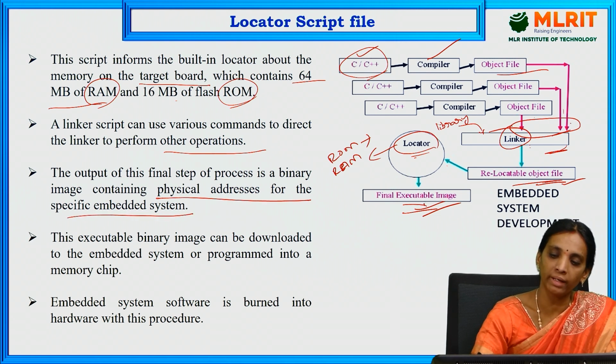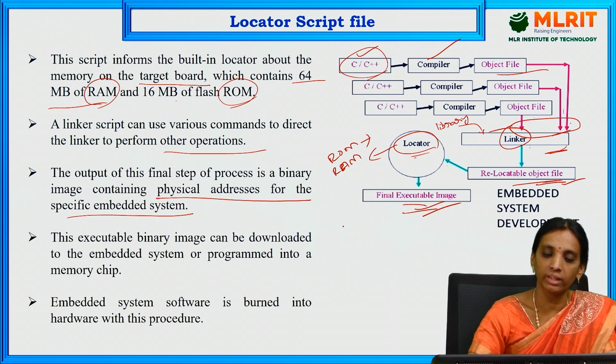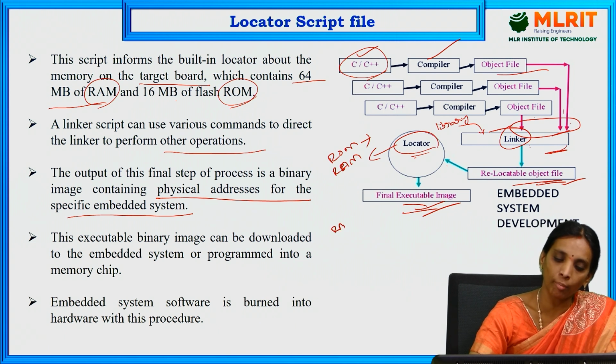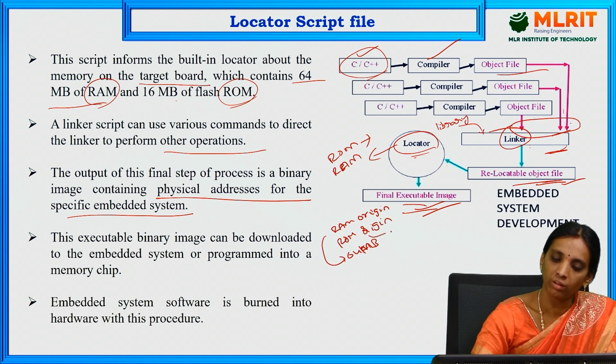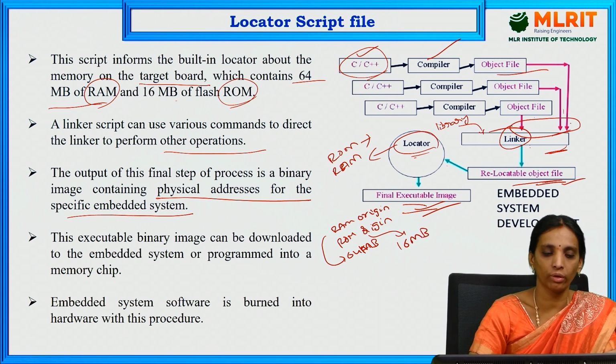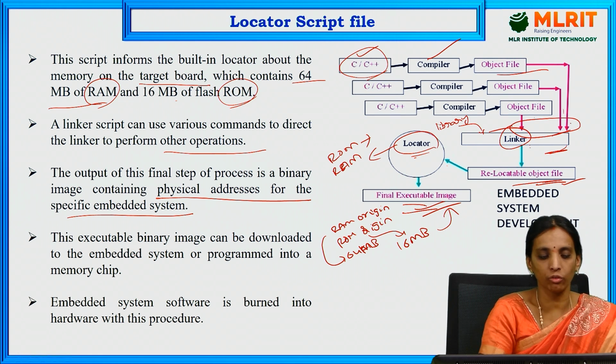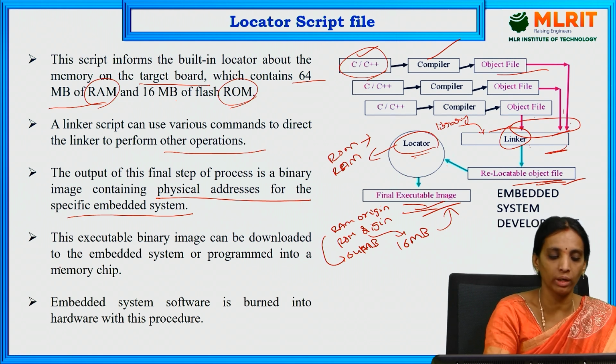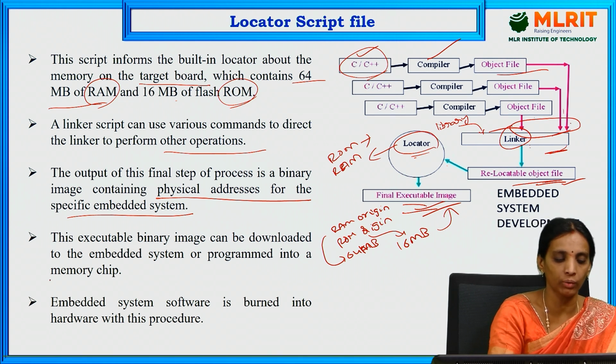This binary image consists of the physical addresses, that is the RAM origin address and the ROM origin address, and how much memory will be allotted for these memories. All of those will be included in this binary image. This executable binary image can be downloaded to the embedded system or programmed into a memory chip.